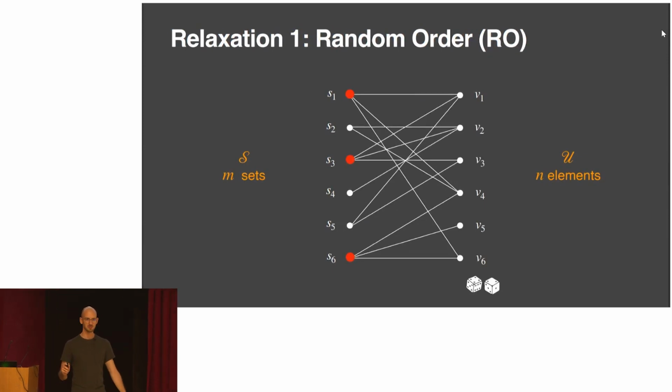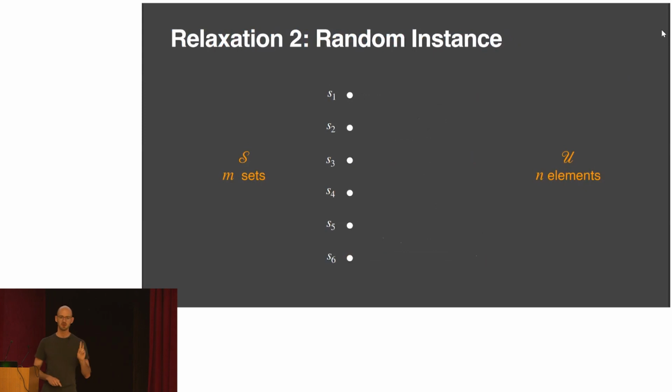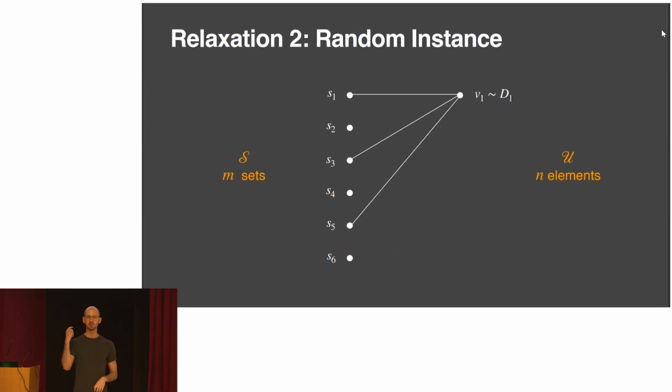This is clear, the model? That's one model. Model two, maybe the order is fixed, so the order is not random anymore, but somehow the underlying instance is random. Okay, and there's maybe a few ways you could do this, but here's one natural way you could do this. Every element is sampled from a known distribution.